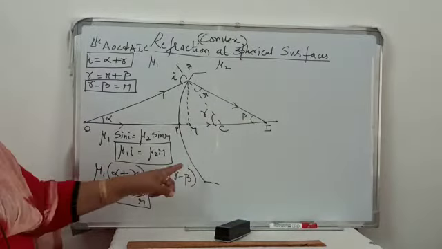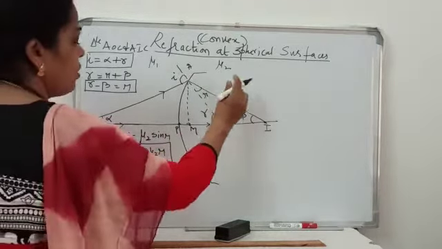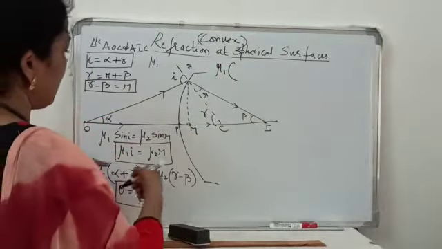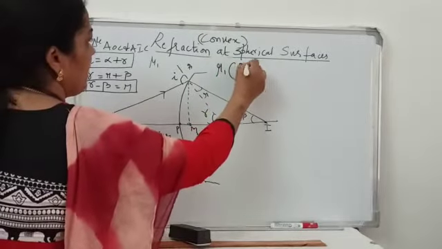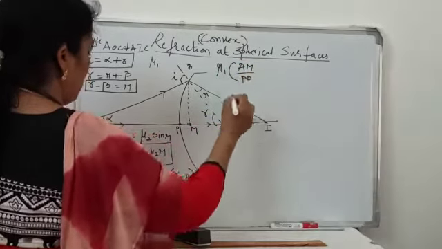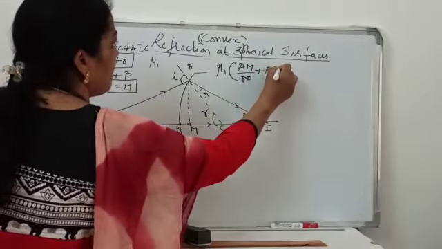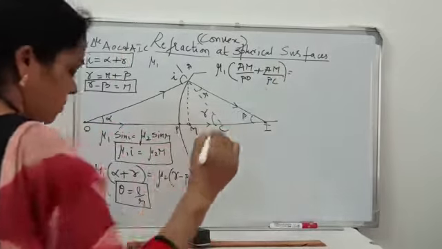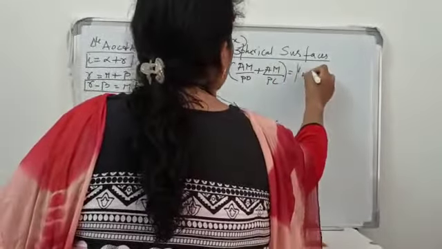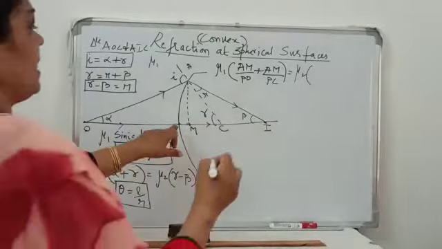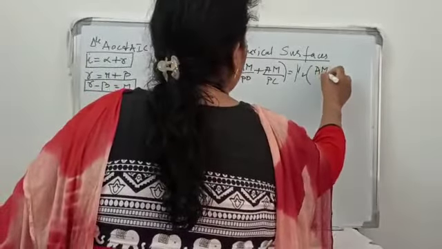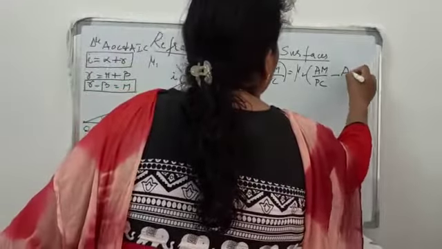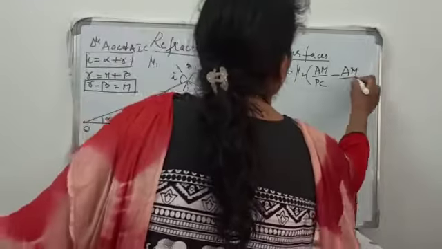Now let us substitute for all this in the above equation. We get mu1 into alpha plus gamma. So what is alpha? AM by PO plus gamma, AM by PC, equal to mu2 into gamma minus beta. Gamma is AM by PC minus beta, AM by PI.